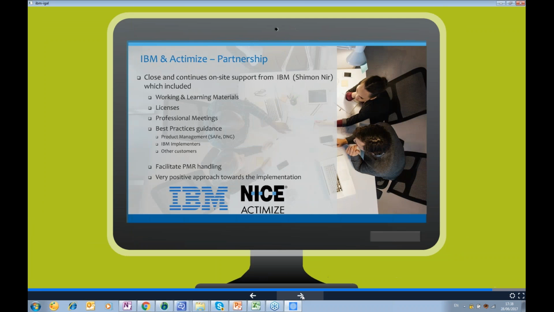Okay, so I just want to put a few words about IBM and Actimize, and I think that the best word is a partnership. As I told you, we are a very complex organization. There is a lot of challenges. It took us time to pick the tool, but we knew that once we pick the tool, we will need the assistance from whoever we are picking, and as you know, we picked IBM.